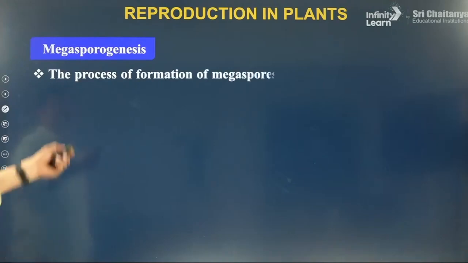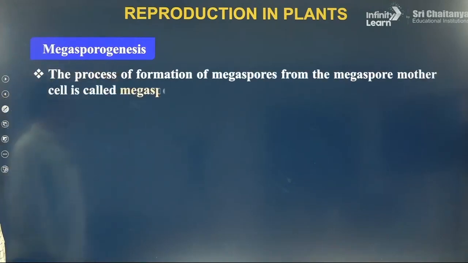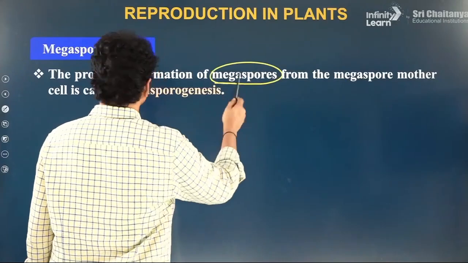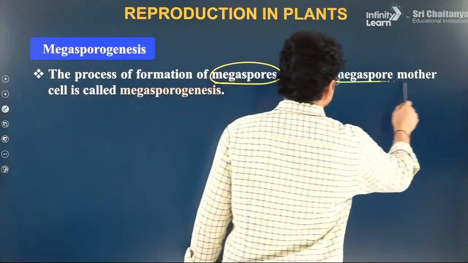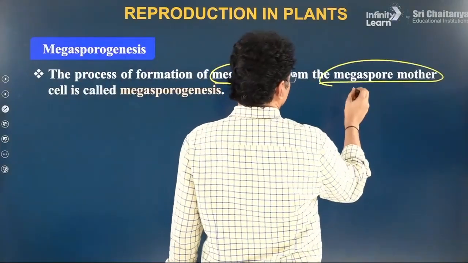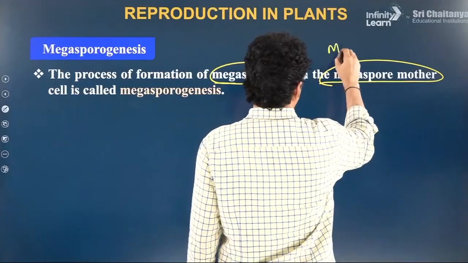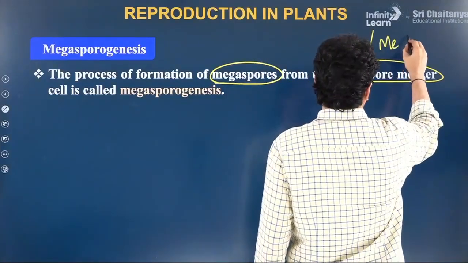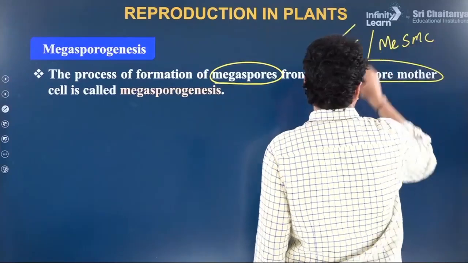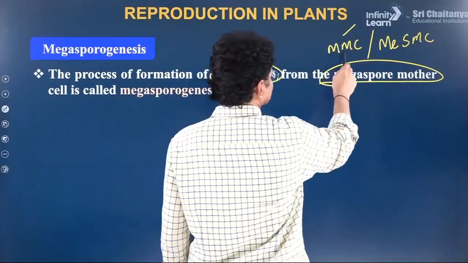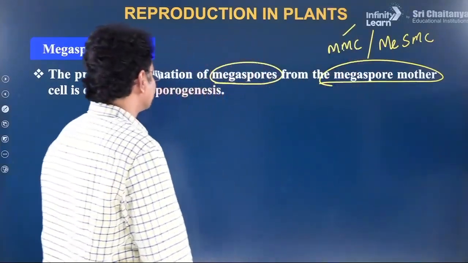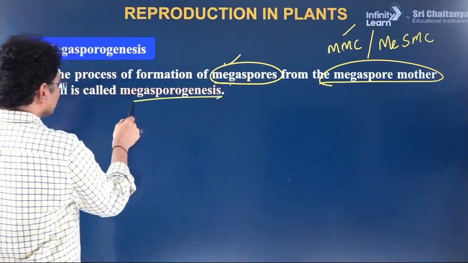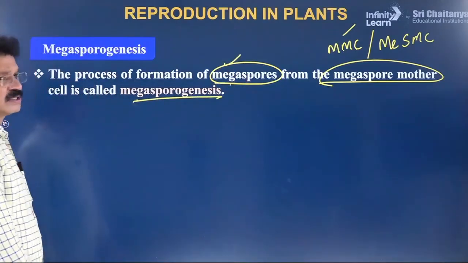Next, megaspore is also covered in the last class. The process of formation of megaspores from megaspore mother cells. The short name of megaspore mother cell is MMC or MSMC. Both are similar words. The megaspore mother cell is the first cell for the development of megaspores. The process inside the ovule is known as megasporogenesis.